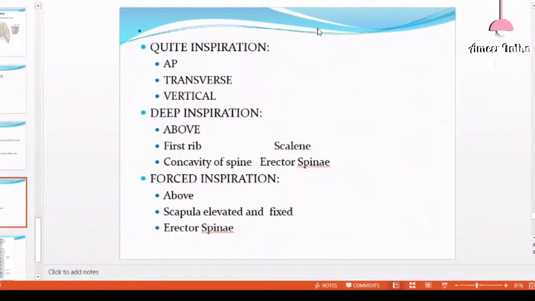ओके सर, थैंक यू. अच्छा जी. एक मिनट बच्चा जी.